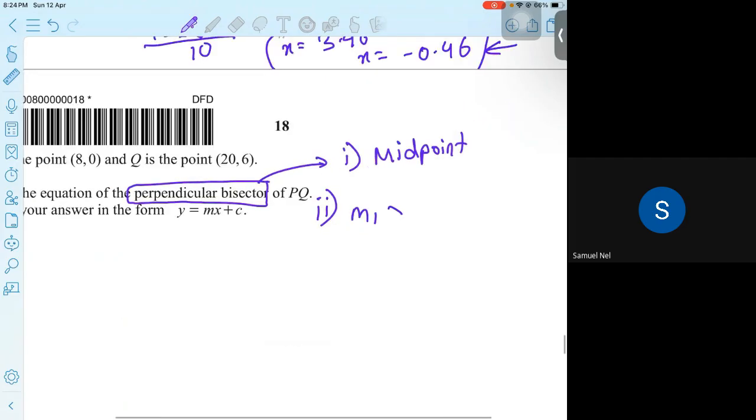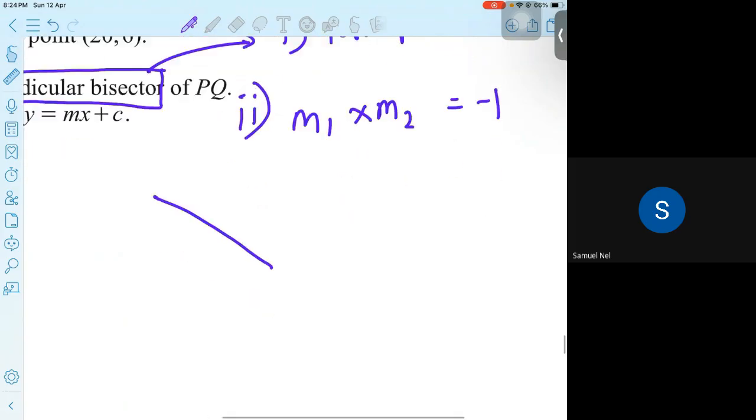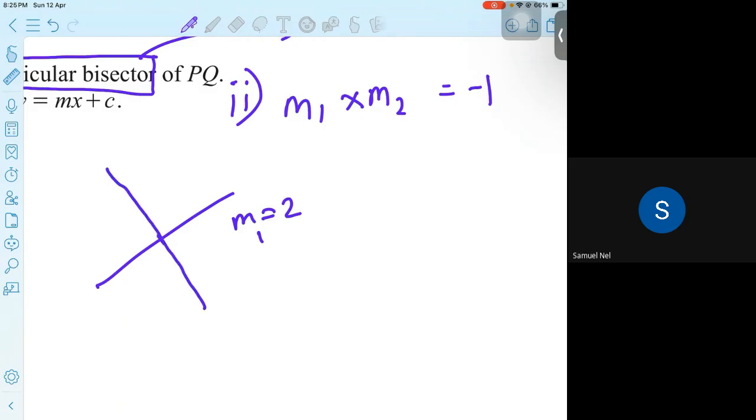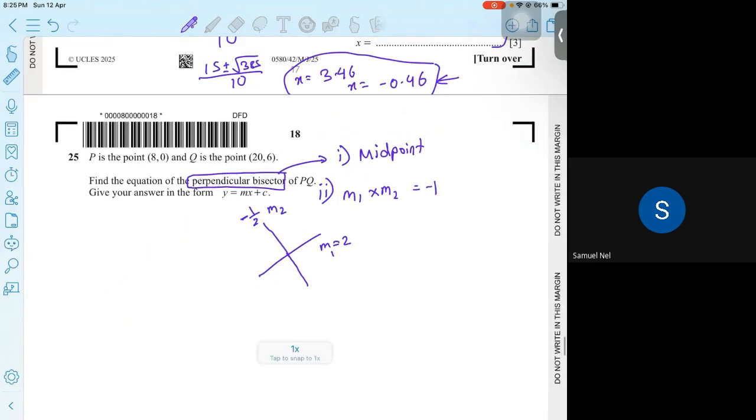Let's just write the formula. m1 times m2 is equal to minus 1. So if this line has the slope m1, then the perpendicular bisector is going to go through the midpoint and is going in this direction in a way that it becomes negative half. Okay. Are we all cool with this? That's basically what a perpendicular bisector means.